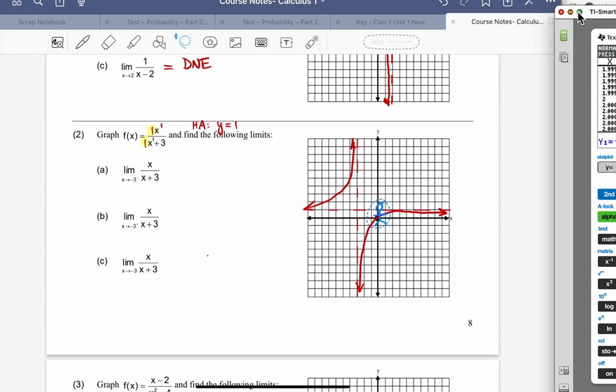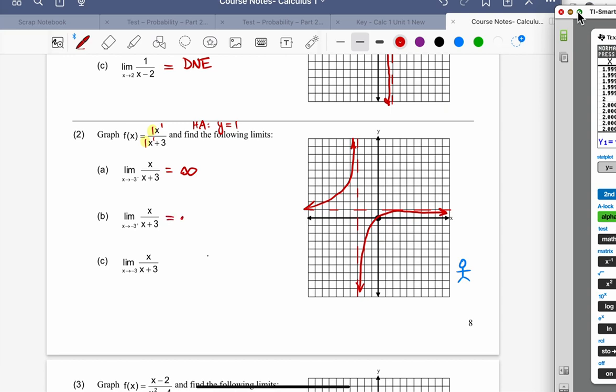Coming in from the right, looks like I'm going down forever. So it's the same deal. Up forever, positive infinity. Down forever, negative infinity. If they do not agree, it's a DNE.